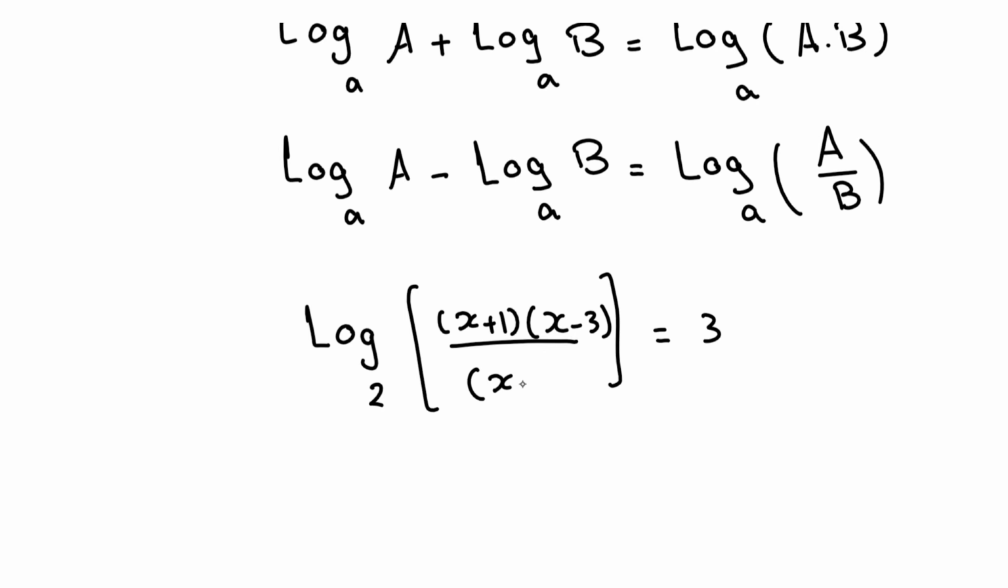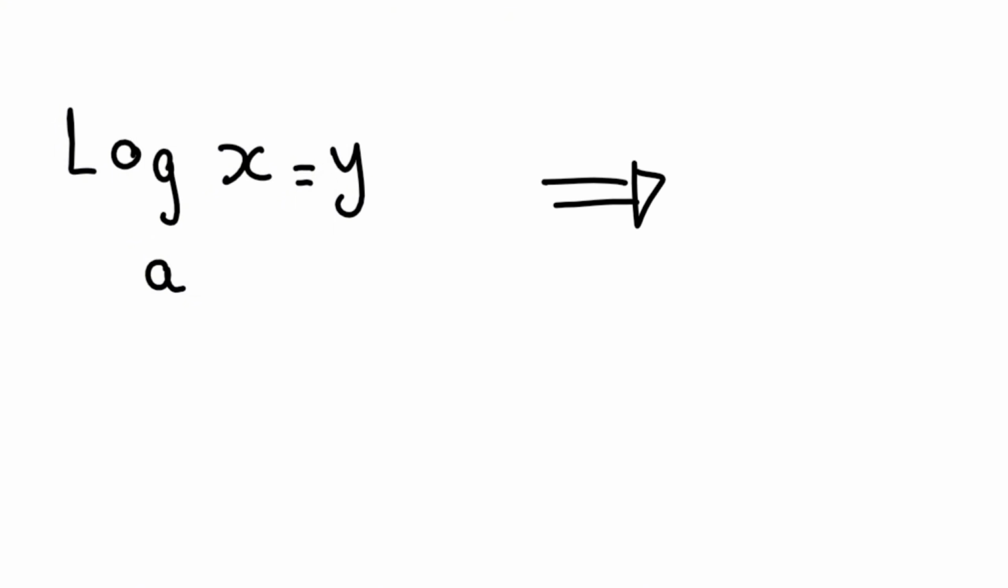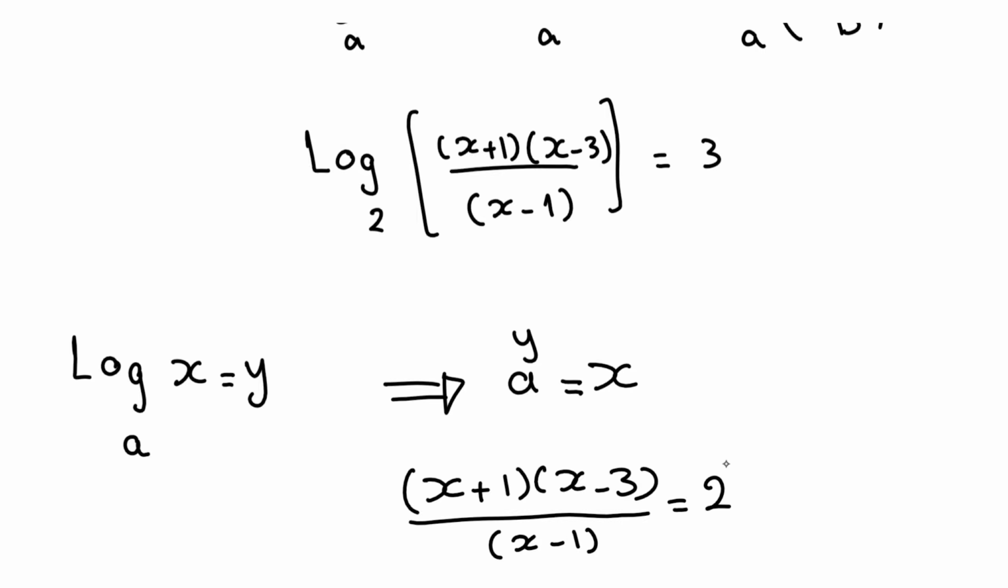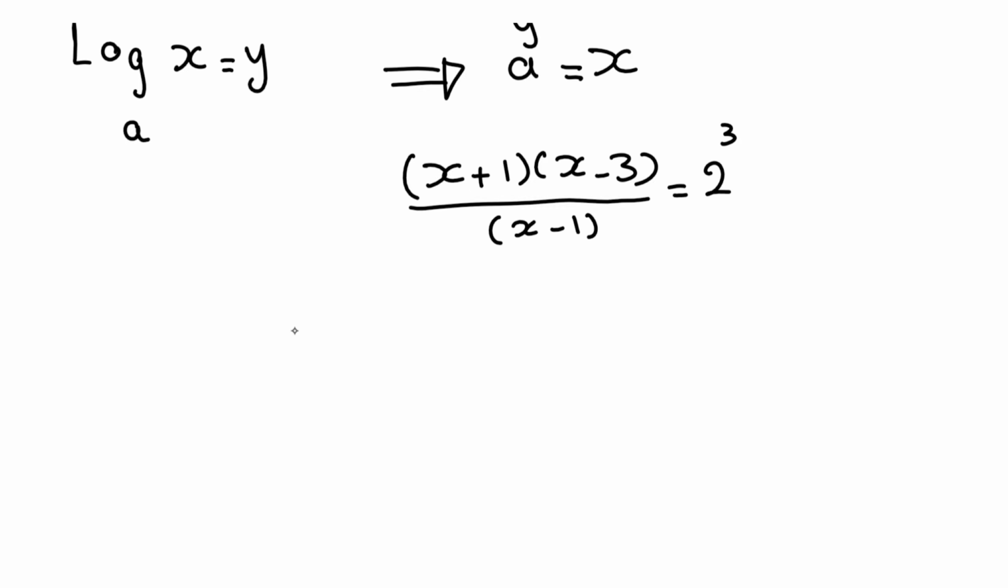Now we convert the logarithmic equation into exponential form. Since log base 2 of a quantity equals 3, that quantity must equal 2 cubed, and 2 cubed equals 8. So we get (x plus 1) times (x minus 3) divided by (x minus 1) equals 8.